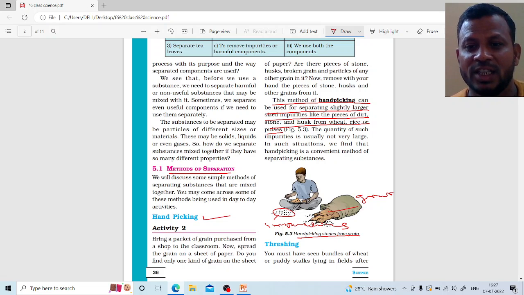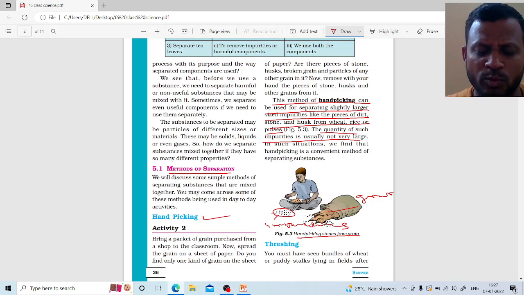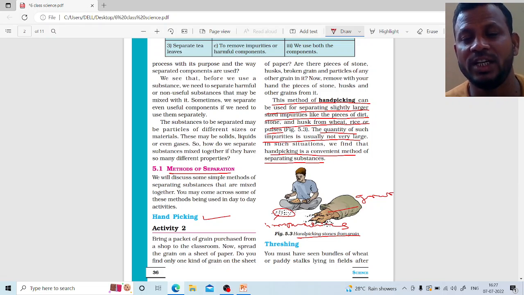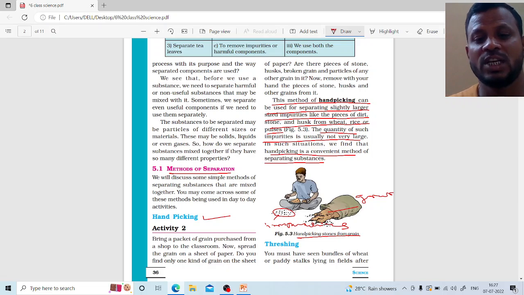Okay, the quantity of such impurities is usually not very large. We remove those that we can see with our eyes. We are going to remove all the impurities from the grains here. We find hand picking is a convenient method for separating substances. So this is a convenient method we use in our day-to-day life.